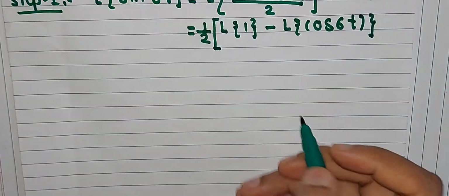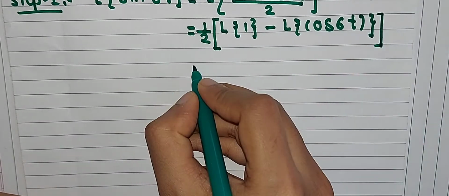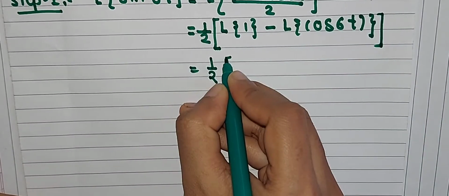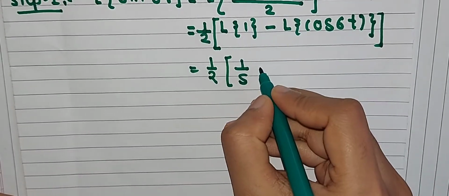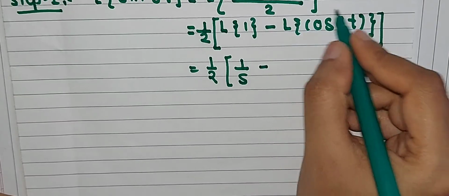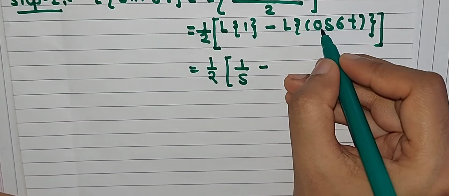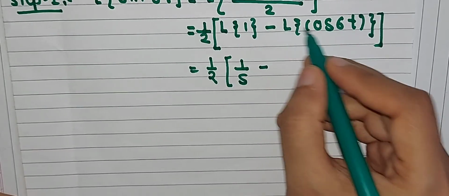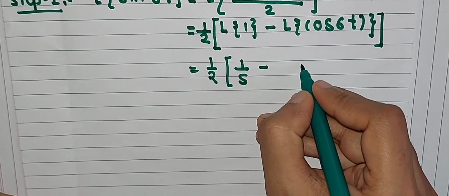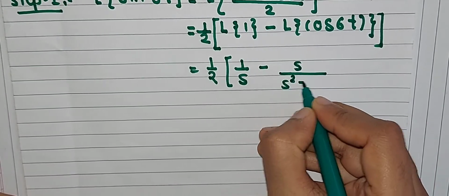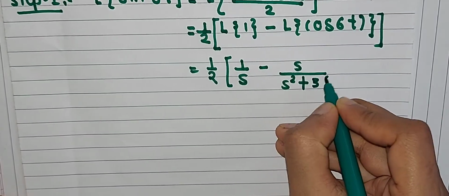In previous lectures we have already discussed this standard formula. Take the 1 by 2 as it is. Laplace of 1 is 1 by s, take the minus sign as it is, then apply Laplace on cos 6t. The standard formula says that whenever we have cos at, applying Laplace on cos at gives s divided by s square plus a square. Here a is 6, therefore 6 square, that is 36.